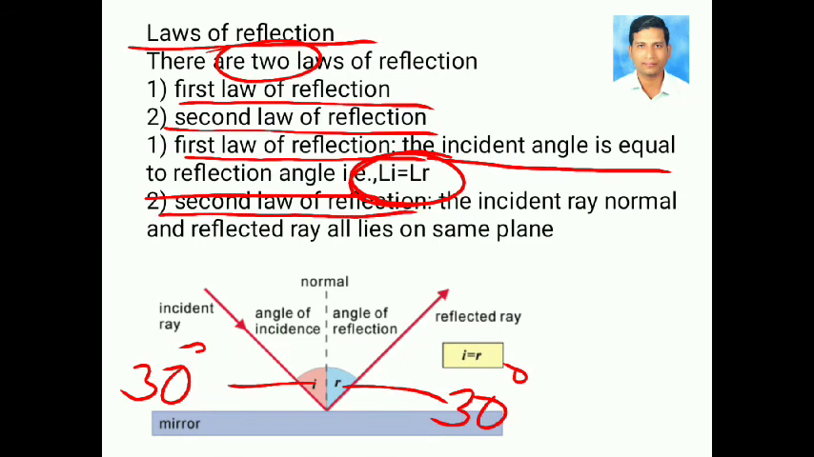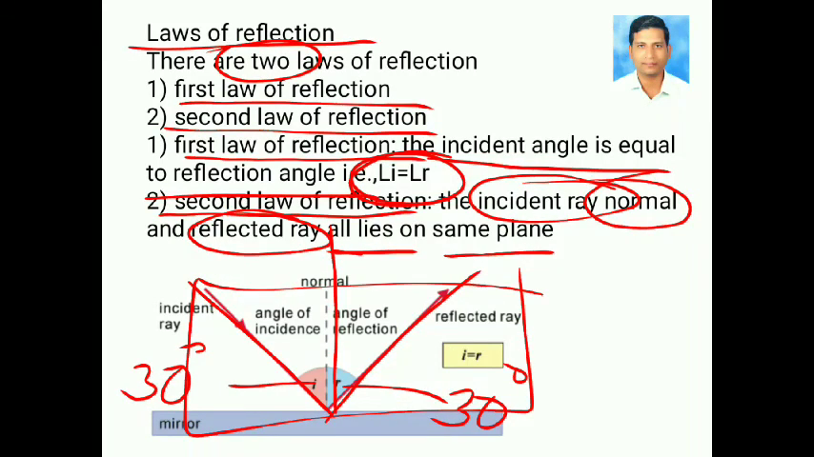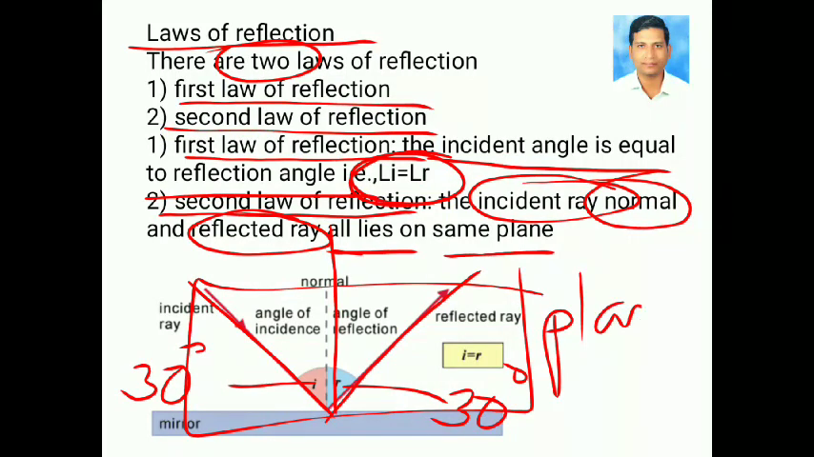And the second law of reflection states that the incident ray, normal and reflected ray all lie on the same plane. When you observe the figure, this incident ray, this reflected ray, and the normal all lie on the same plane. Now these are the 2 laws of reflection.